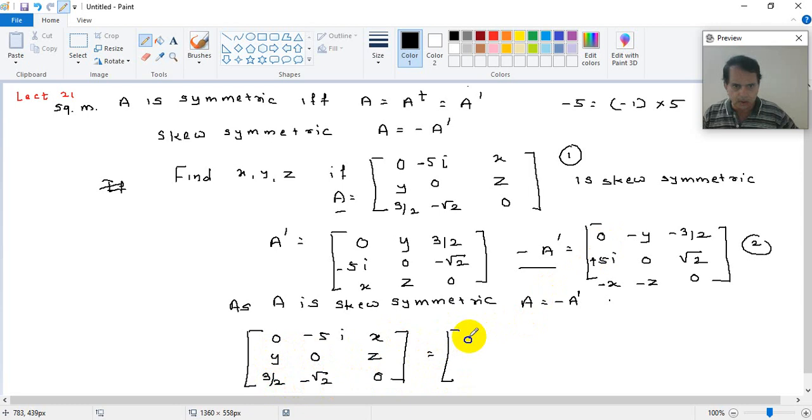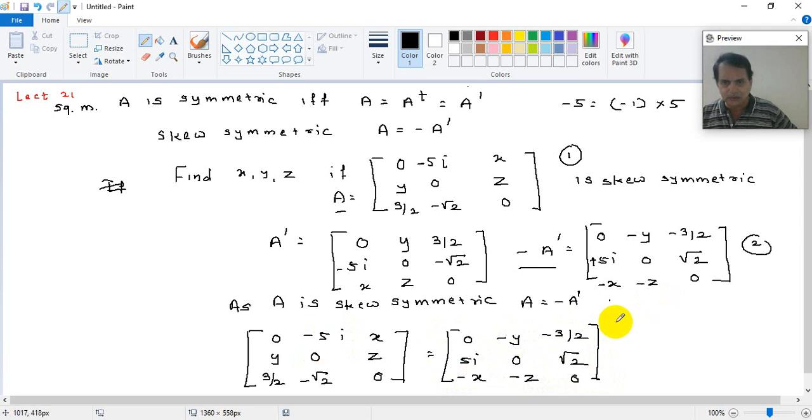So 0, minus y, minus 3 by 2, then 5y, 0, root 2, and minus x, minus z, 0. Now these two matrices are equal in the sense their corresponding elements are equal. So minus 5y and minus y are equal. So that gives you, see, this element minus 5y and this element minus y, they are equal.